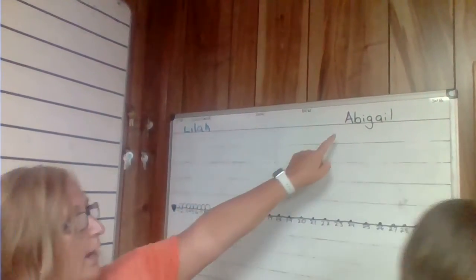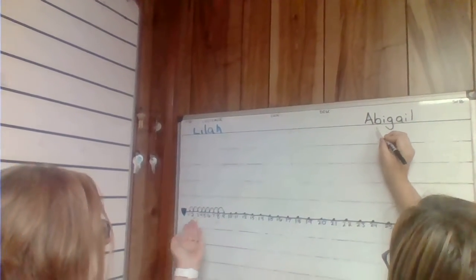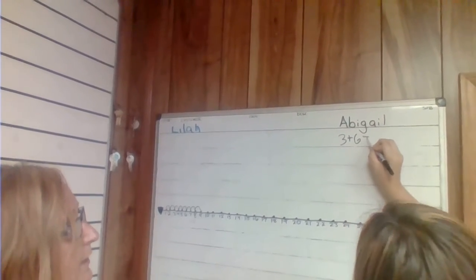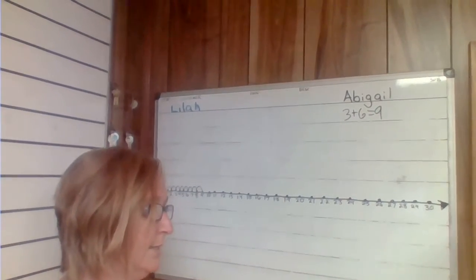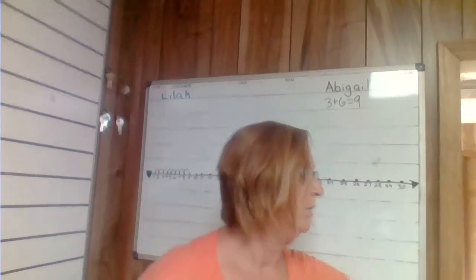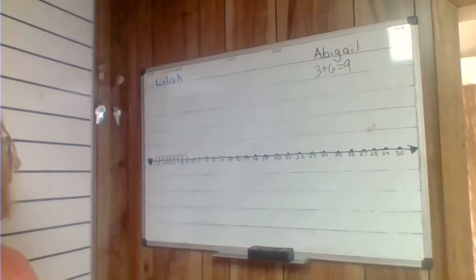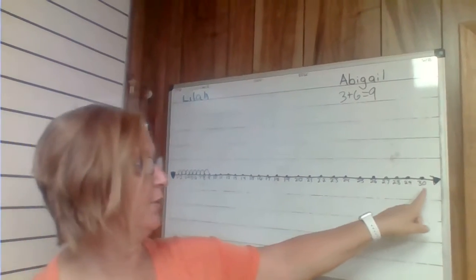And she's going to write her math problem down. How did you come to 9, how did you get there? 3 plus 6 equals 9. Okay, now our second student is going to roll their dice to see where they begin. Now the goal of the game is to get to 30. Whoever can get to 30 first.